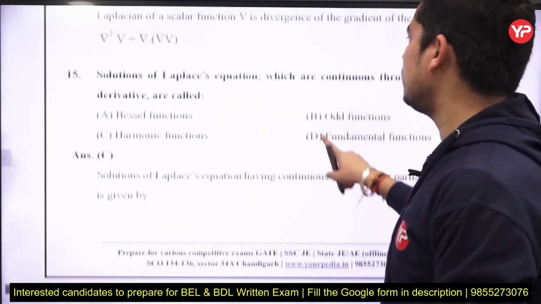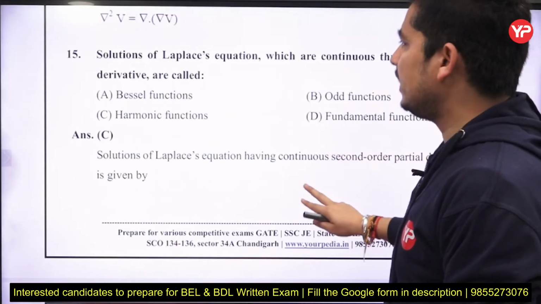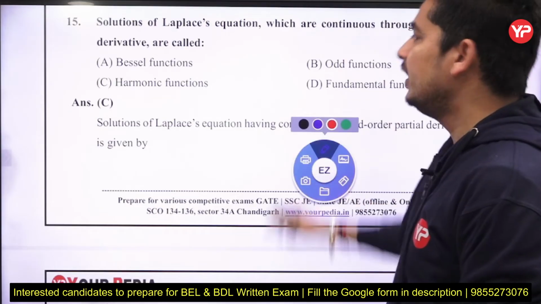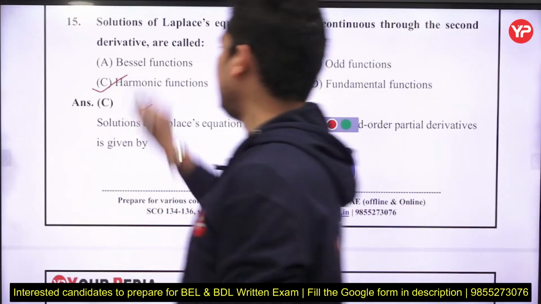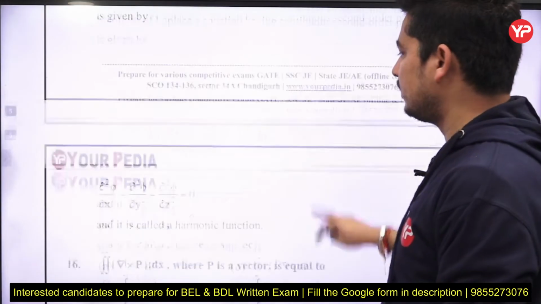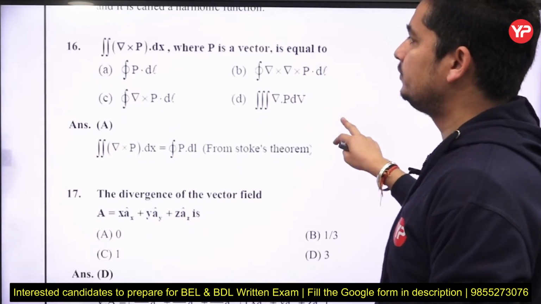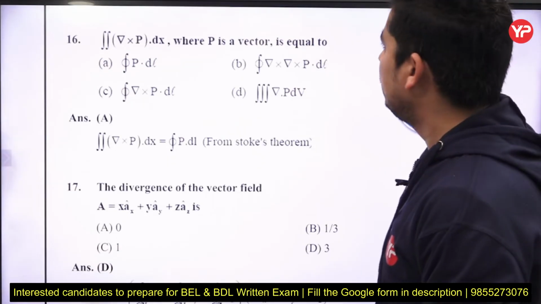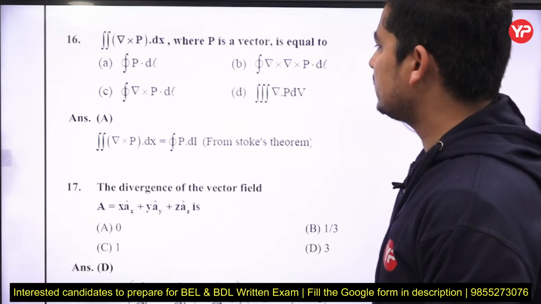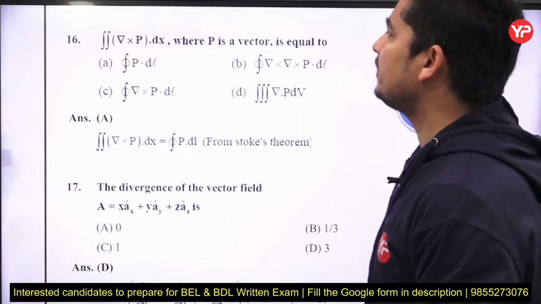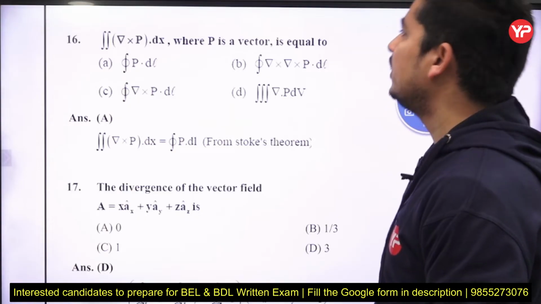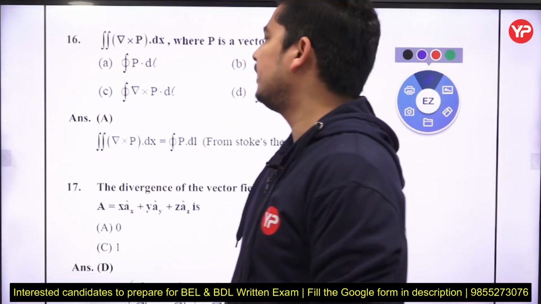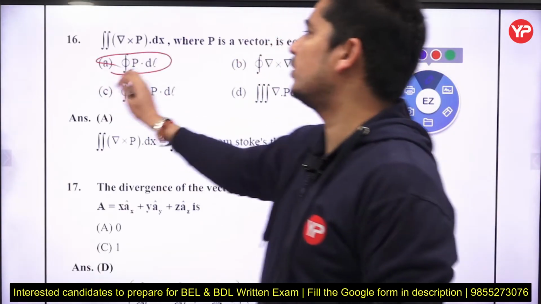The solution of the Laplace equation which is continuous through the second derivative is called, whenever we are going for the solution of the Laplacian equation, the harmonic functions. Remember that. The next thing you are calculating, where P is the vector field, this represents the open surface integral of del cross P related with the closed line integral. So the answer will be the closed line integral, that is the Stokes theorem.